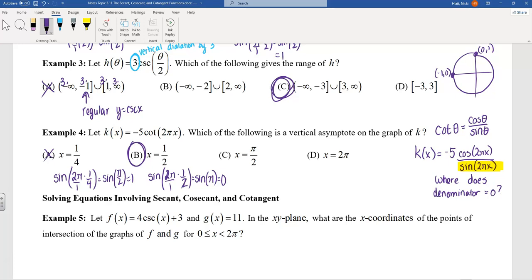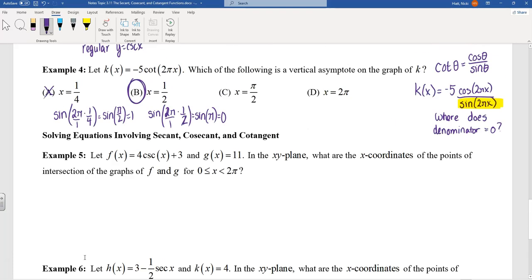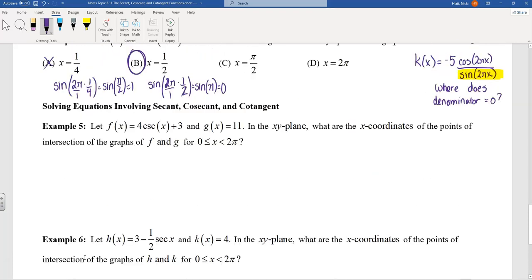Okay, we're also going to do a few equations. Just got a couple, 3 of them here. We got one of them that's going to be calculator active. So whenever you're solving equations, this one asks for intersections of the graph. What do we do when it asks us for intersections? Set them equal, right?